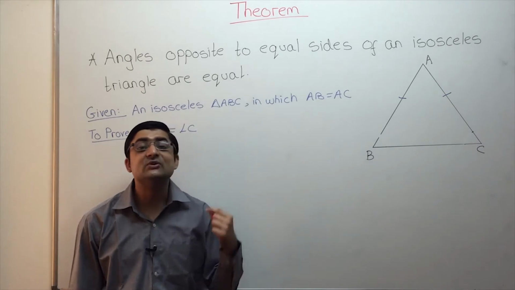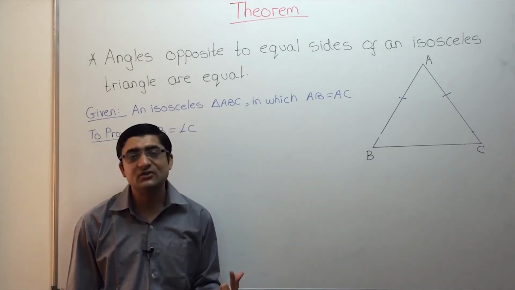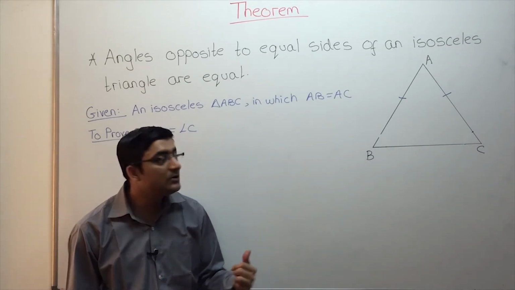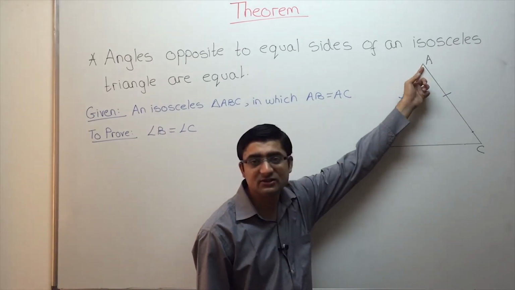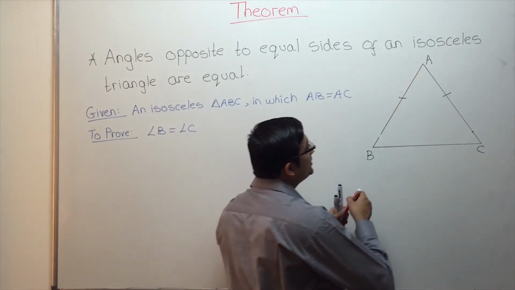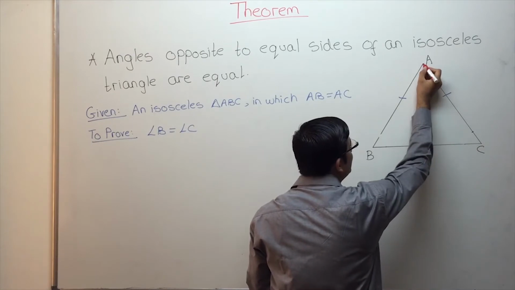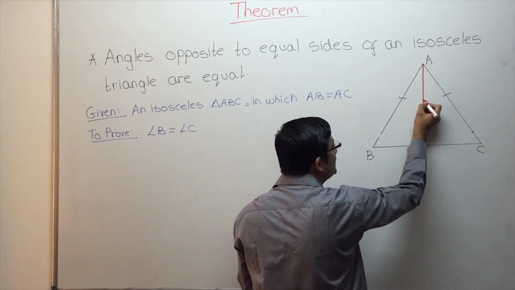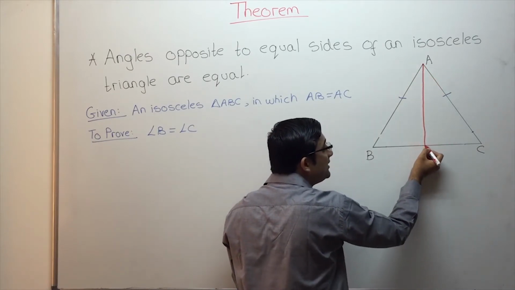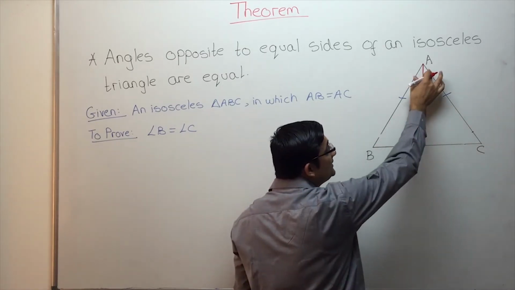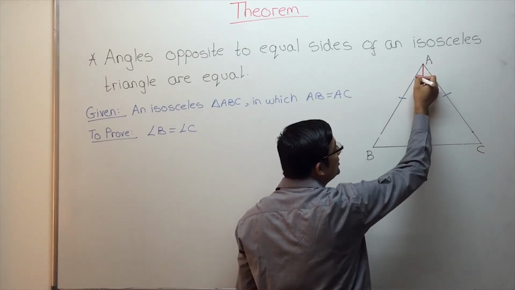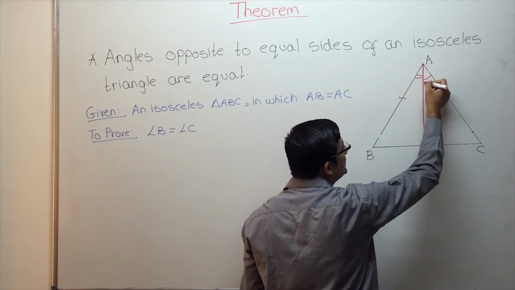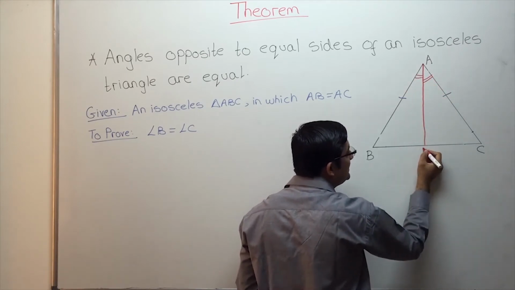In order to prove this, we have to do a construction. What is the construction we do? We draw an angle bisector from angle A. So what I'll do is, I'll draw an angle bisector from angle A. What is an angle bisector? It divides the angle in two equal parts. So it's going to divide this entire angle into equal parts. So this angle will be equal to this angle. Let's say it meets BC at D.